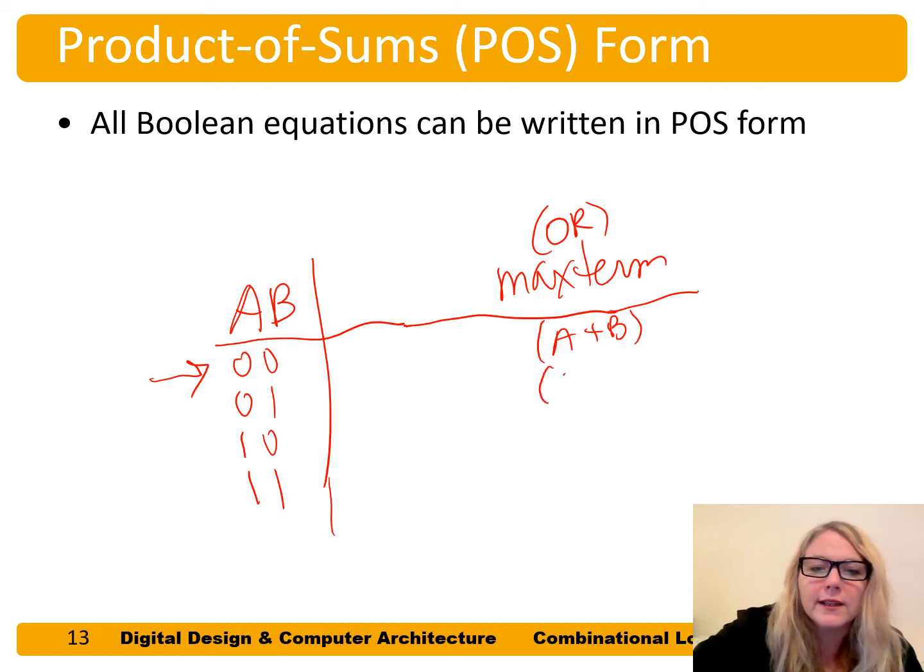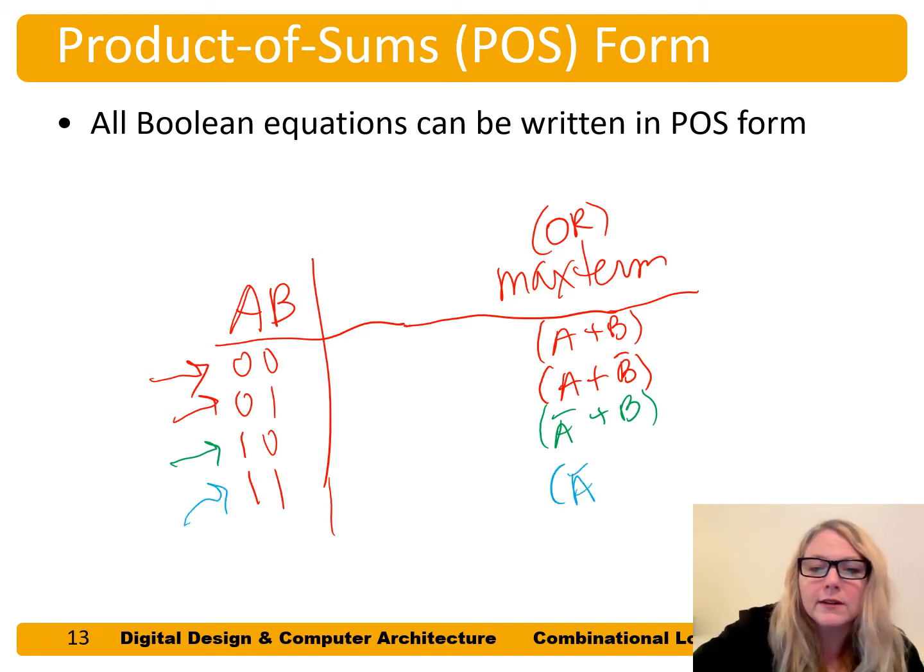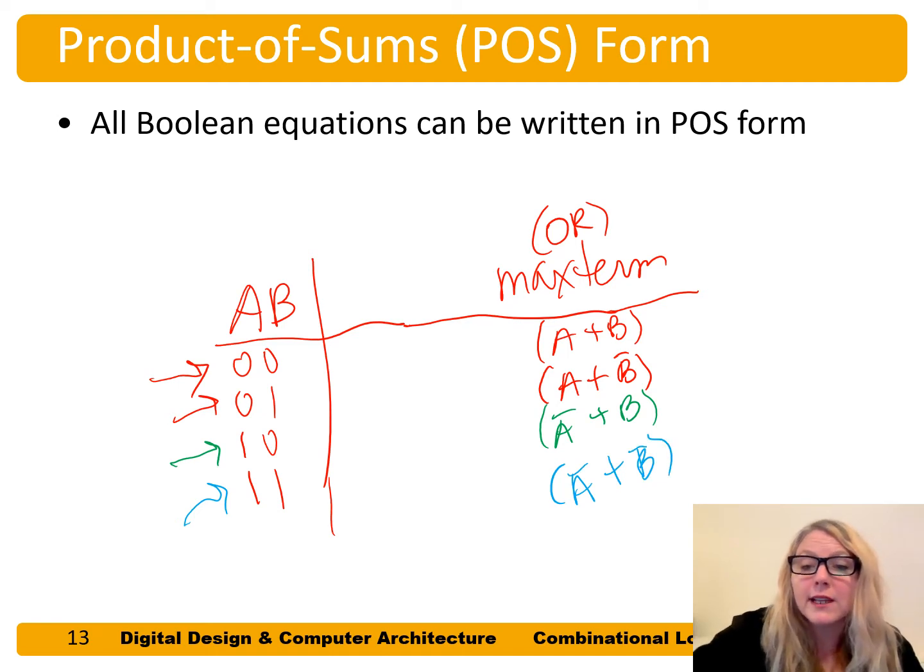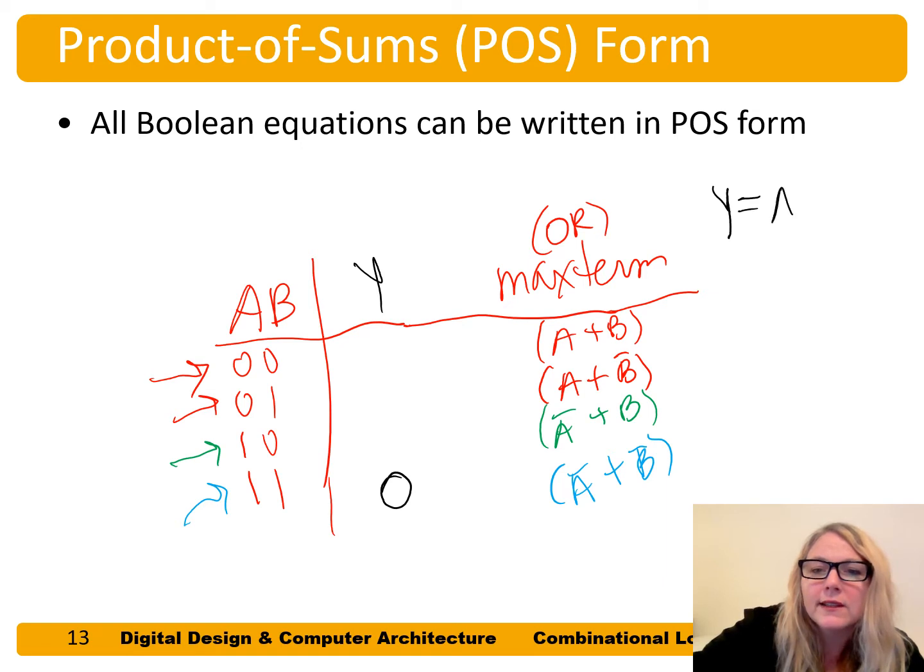And so for the next one, we're going to get A or B bar, and for the next row, we're going to get A bar or B. Remember, these OR terms, or max terms, are false for that row. And for the last row, we'll get A bar or B bar. And again, these max terms are independent of our function. They're just associated with a row or an input combination. And so now if we have a function, say we want it to be 0 only for this input combination, then we would include only that max term, y equals A bar or B bar, in our equation.